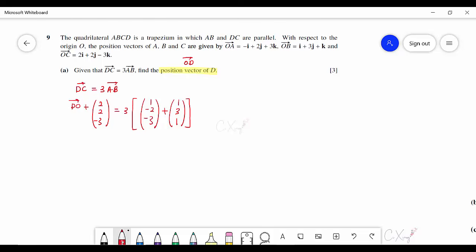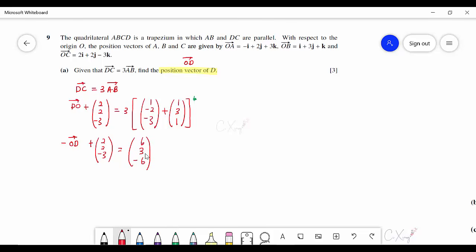Now we will use the information given by the question and substitute all the position vectors that we know to try to get OD. Since we have DO here, I can rewrite it as negative OD. So negative OD plus (2, 2, -3) equals (6, 3, -6). For this part you need to do some simple mathematical operations, multiplying the 3 in, so that you can get this as the answer.